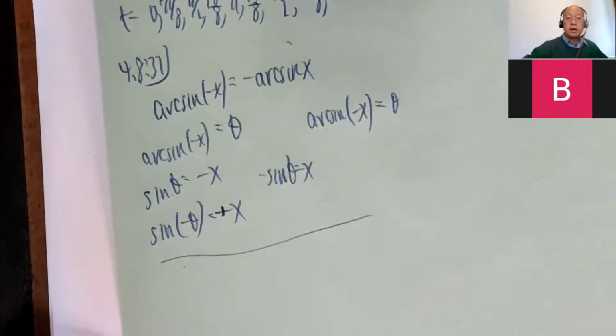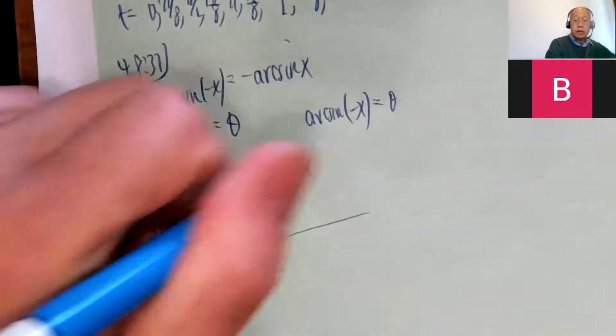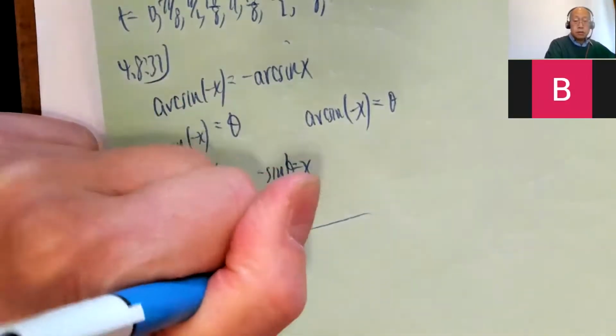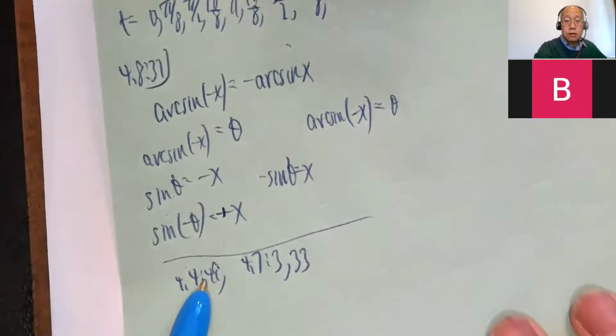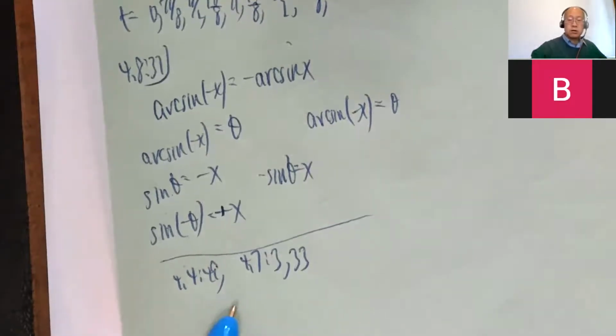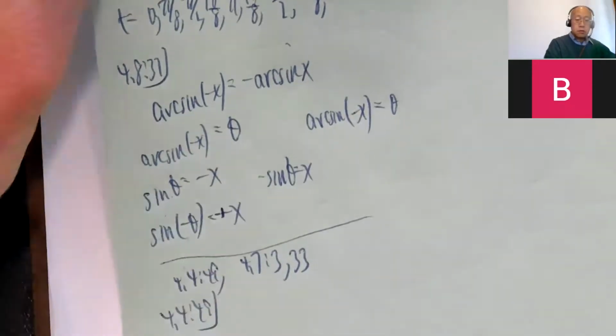Let's see, there's something else in the chat. Okay, so is that 4.449, 4.73, and I think 33 is what's meant? 4.449, 4.73, and also 33. Okay.